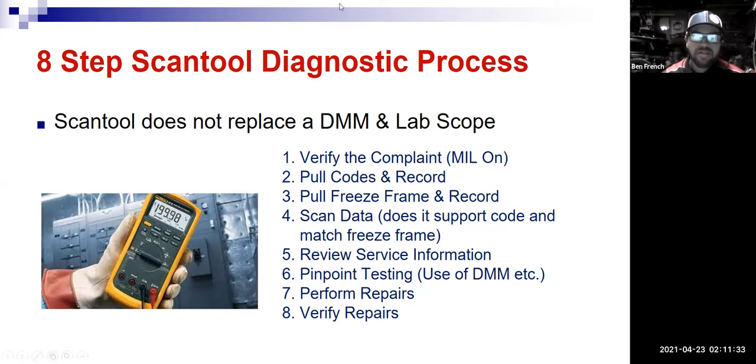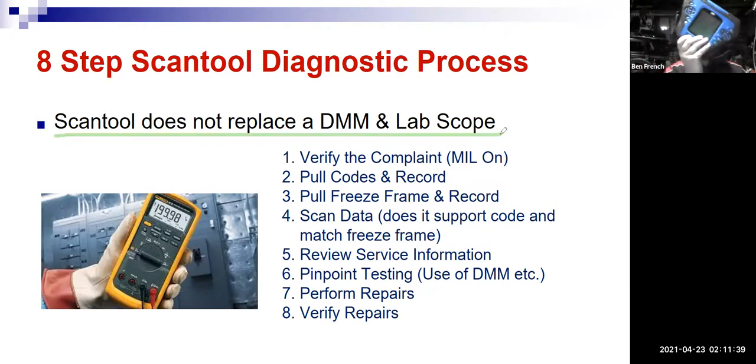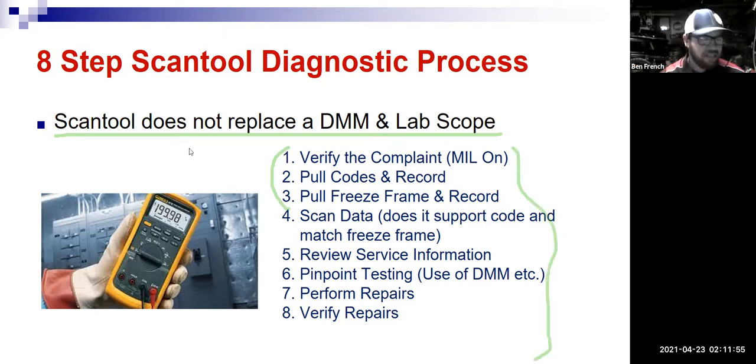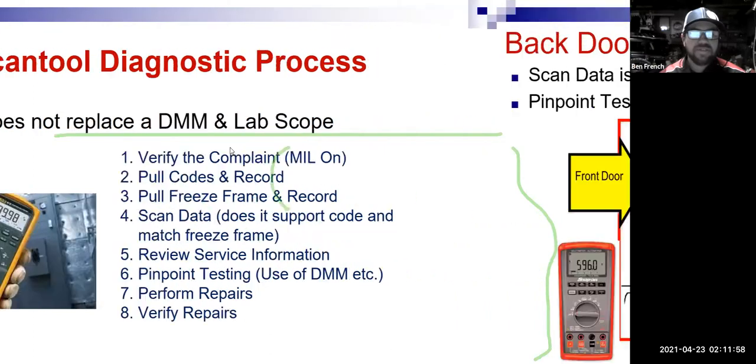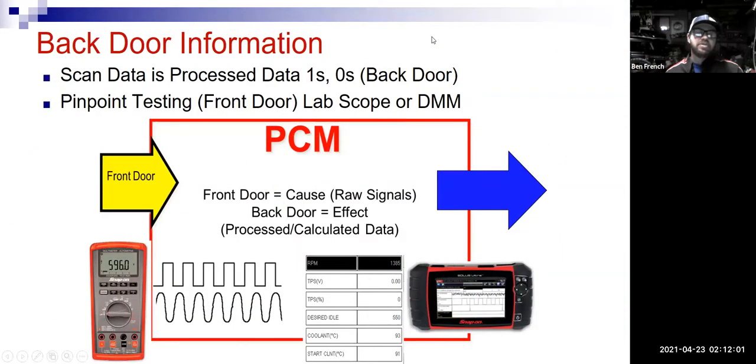And I have on here, remember that the scan tool does not replace your DMM or your lab scope, right? It's just one more tool in your toolbox to help you figure out what's wrong with the car. So if we have a check engine light on, remember, we're always going to be jumping through these steps to figure out what's causing that code to be set. And we've talked about it several times, where you have front door, back door information. If I'm hooking up my oscilloscope, I'm tapping into the front door. I'm testing sensors, or possibly outputs, directly, versus the scan data. It is computer interpreted data. It's backdoor information.